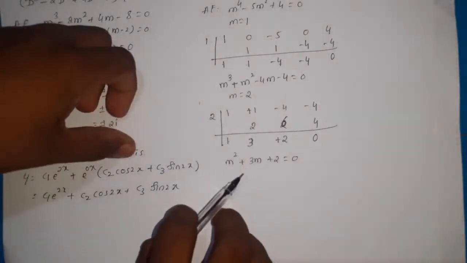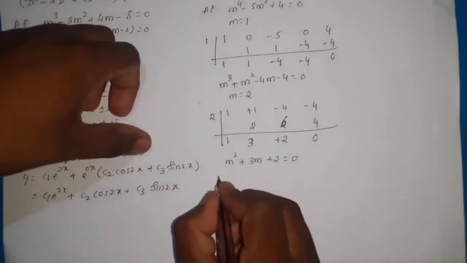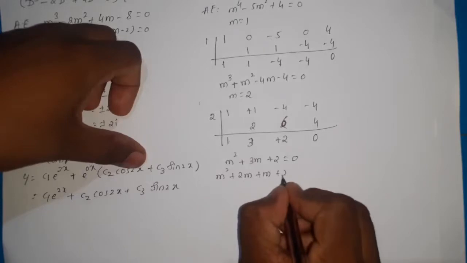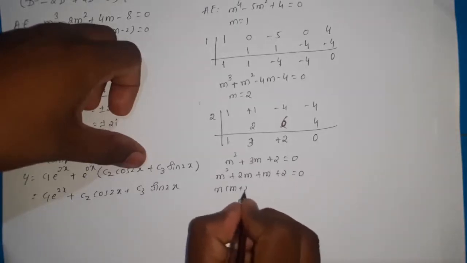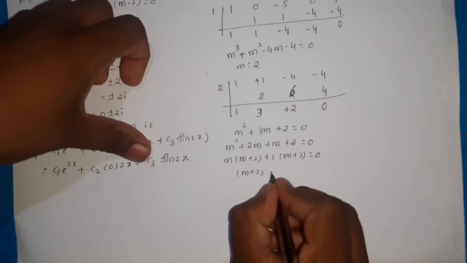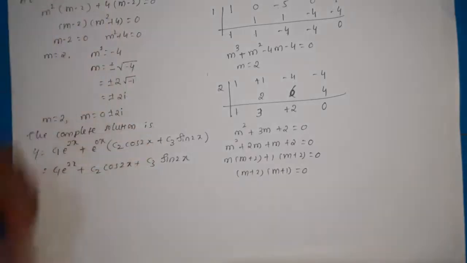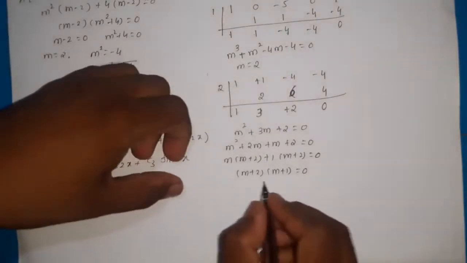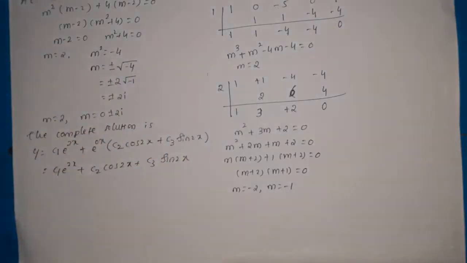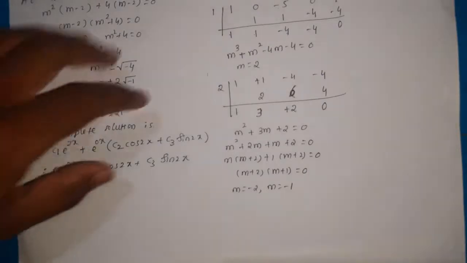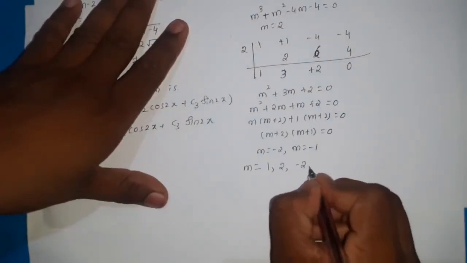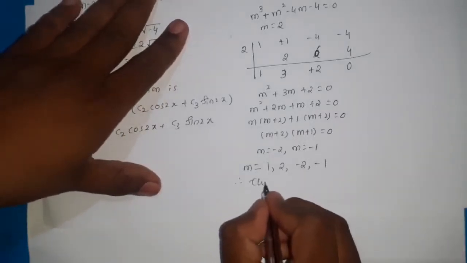Now it is a quadratic equation, so we can easily factorize it and get the roots. m^2 + 2m + m + 2 = 0, so (m + 2)(m + 1) = 0. These two are the factors. Now the roots are m = -2 and m = -1. So therefore, we have 4 roots of this auxiliary equation. They are: the first root is 1, the second root is 2, the third root is -2 and the fourth is -1.